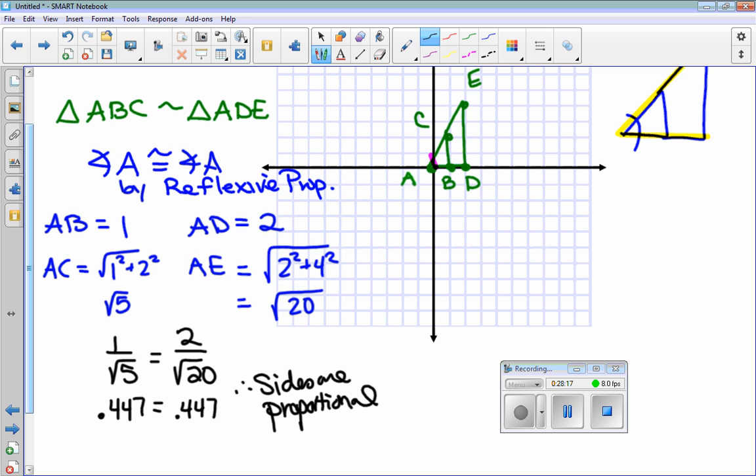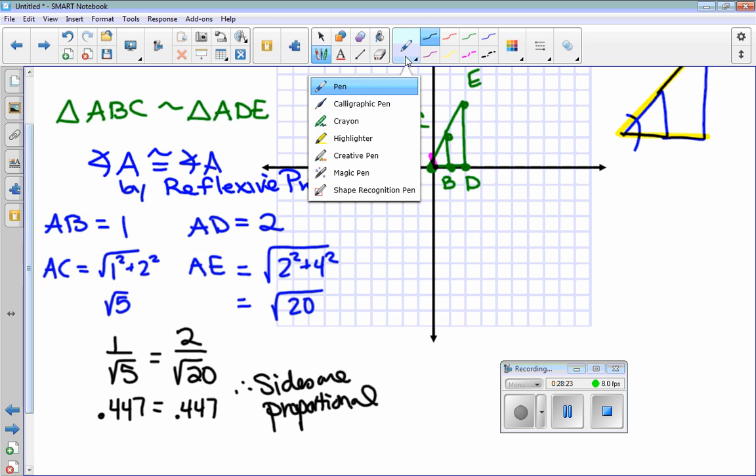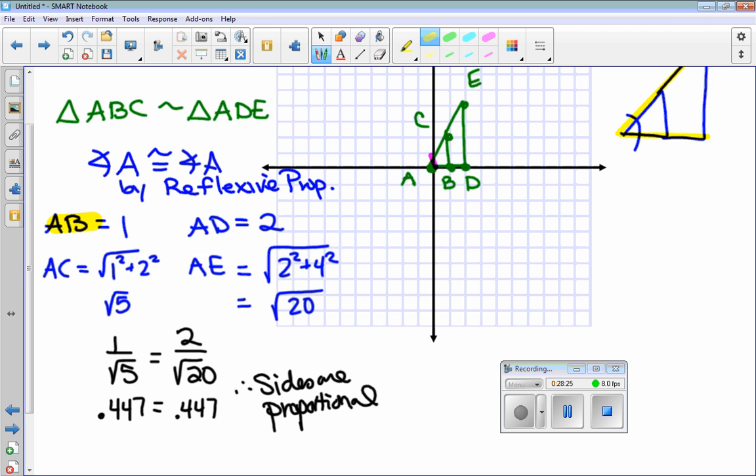You need to say the angles are congruent by the reflexive property. You need to be clear about the lengths and use these letters so I can tell which sides you're trying to find. We were trying to find AB and AC. We were trying to find AD and AE. Okay? That would get you full credit, 100%, because you've shown me everything you need to do.